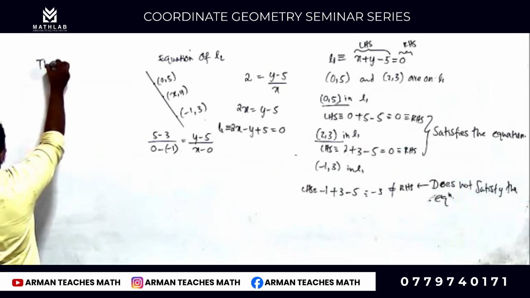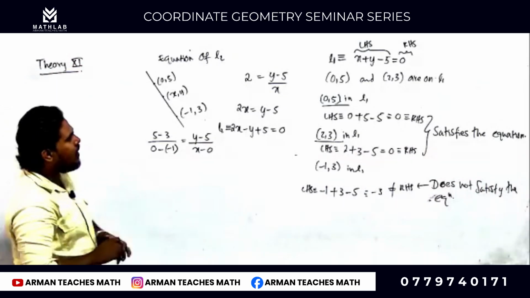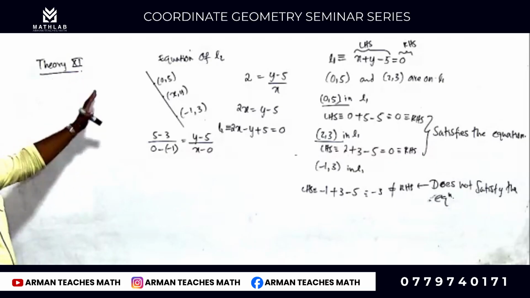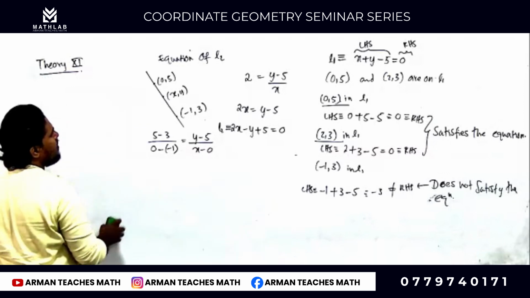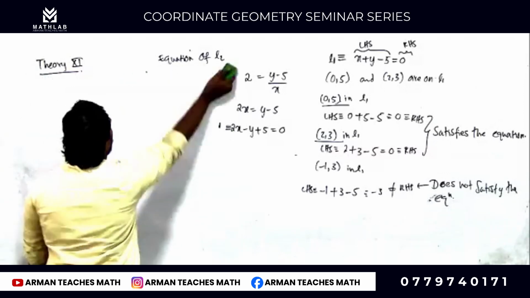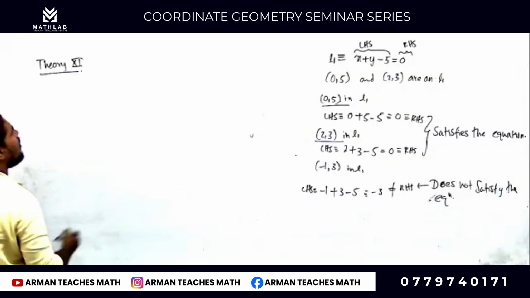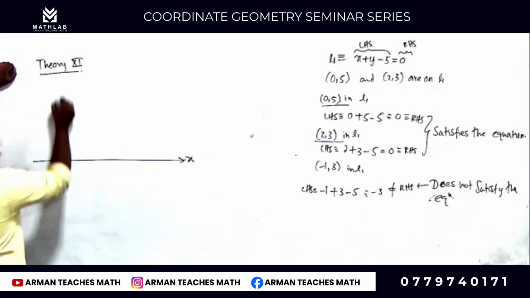Theory 11, a short one. Straight lines parallel to the x-axis and straight lines parallel to the y-axis. Write it like that: straight lines parallel to the x-axis and straight lines parallel to the y-axis. So let's take an xy coordinate plane.